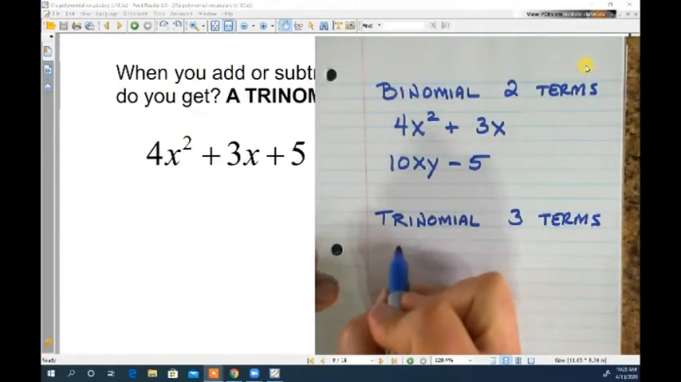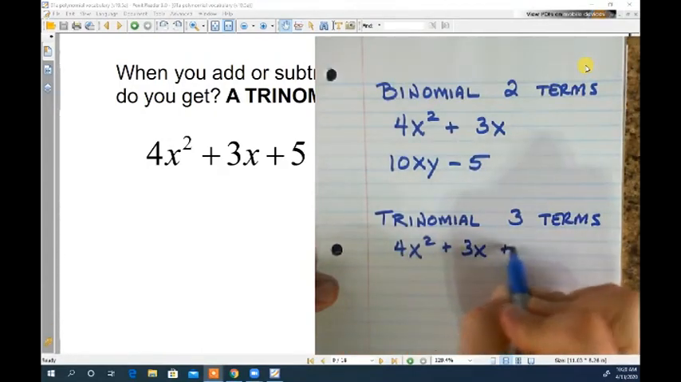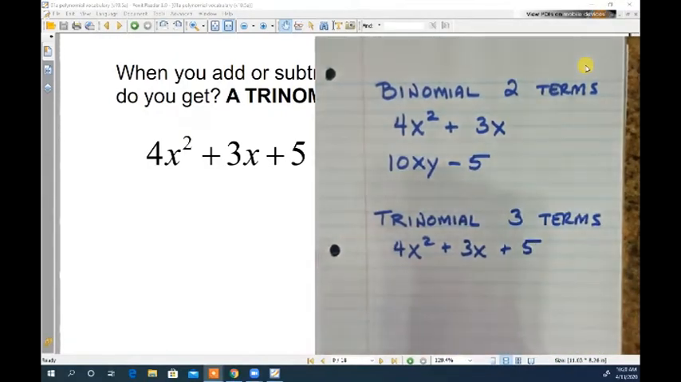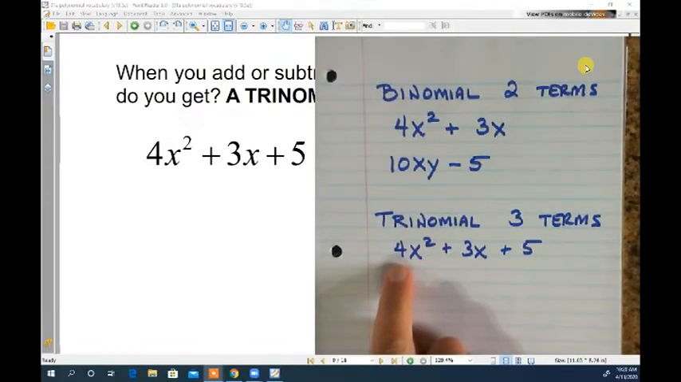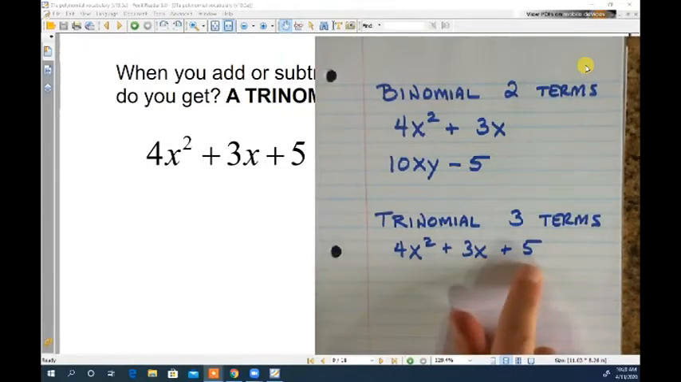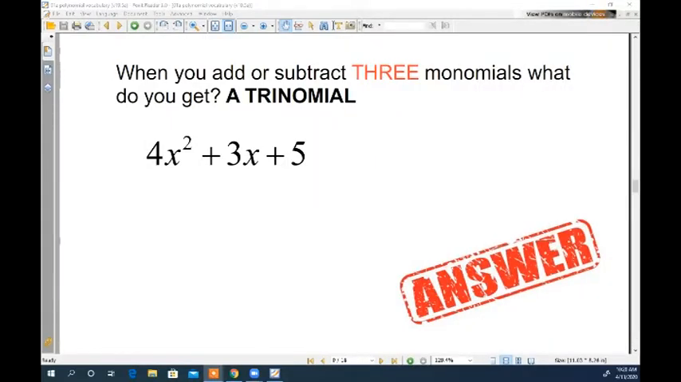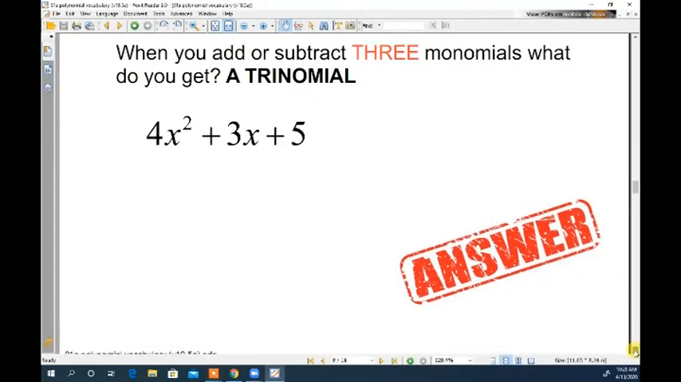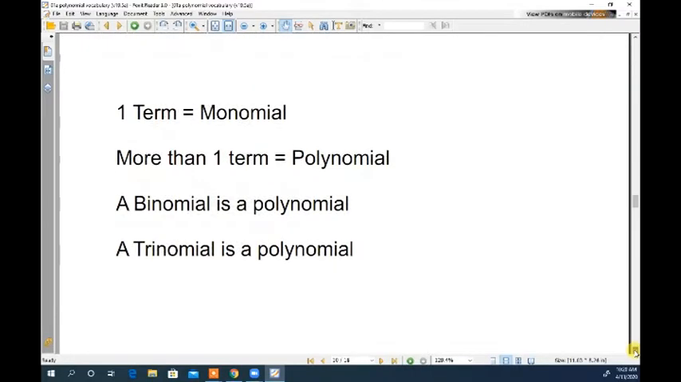Three terms, so an example would be 4x squared plus 3x plus 5. 1, 2, 3 terms. This is the coefficient, variable, exponent, coefficient, variable, constant term. All right, so we have monomial. Polynomial is anything more than one term. So a binomial is a polynomial, a trinomial is a polynomial.